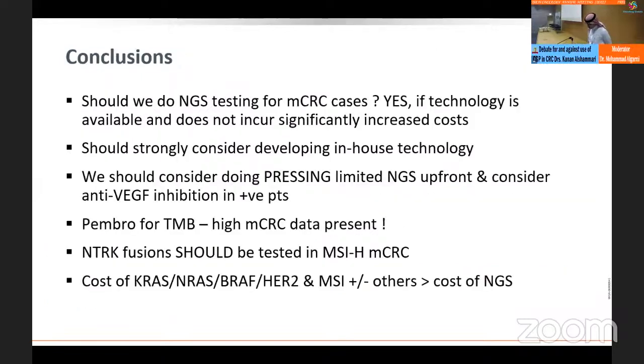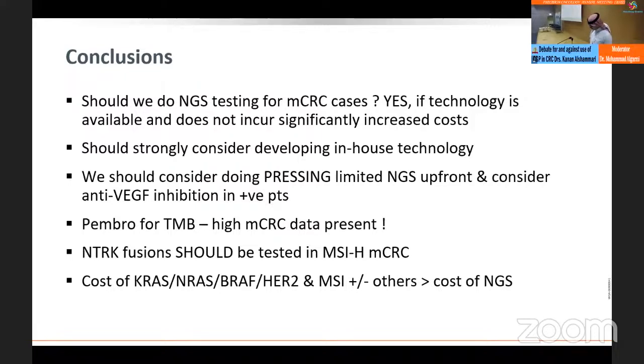In conclusion, should we do NGS testing for all of our metastatic colorectal cancer cases? I have put yes, but I have added a statement. I said, if the technology is available and does not incur significantly increased costs. Now, remember, we are in 2022. Vendors are increasing who can actually perform NGS. I know certain hospitals have the technology in-house as well.